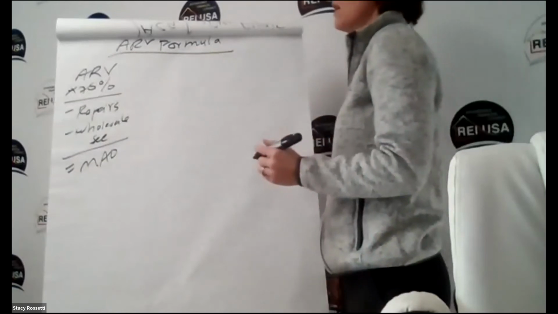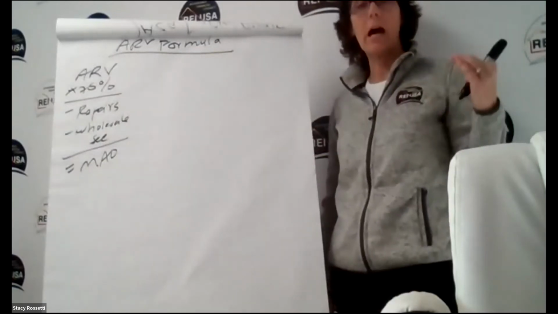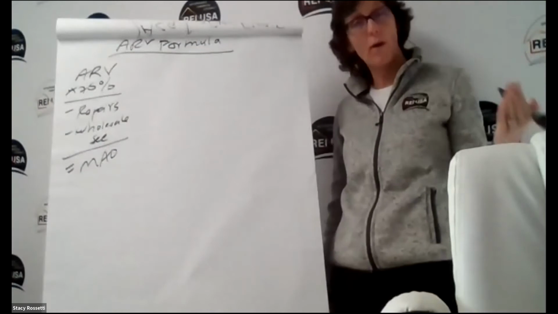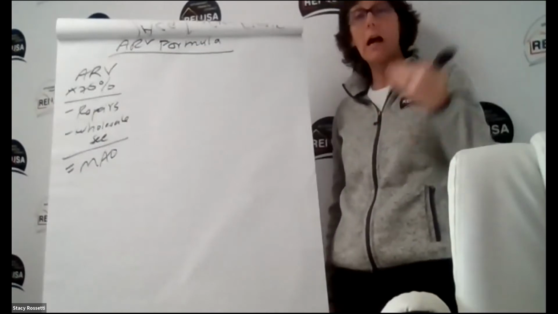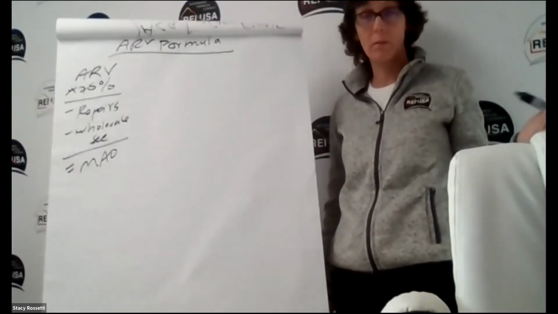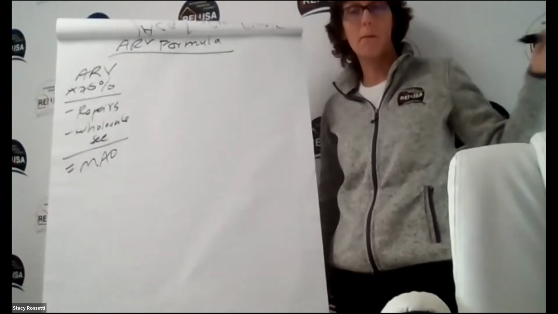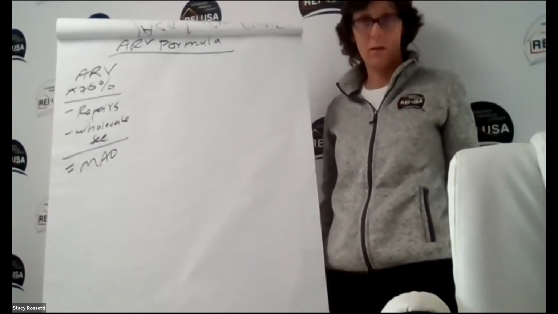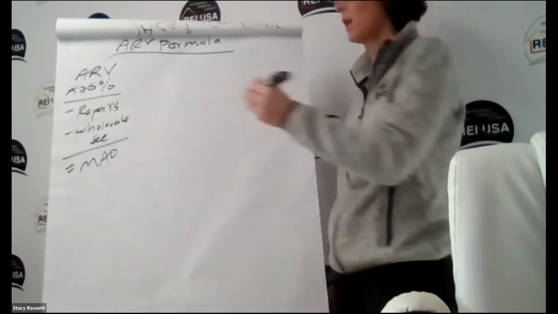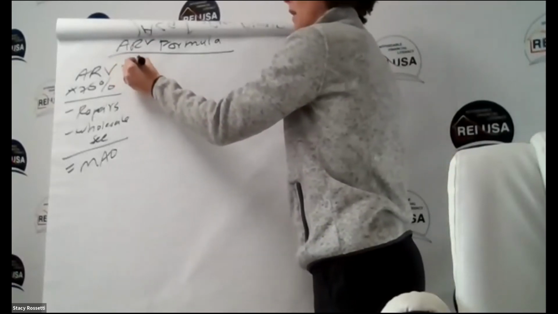So how do you find your ARV? It's the price you're going to sell the property at after you've done everything that you possibly can to make it worth the most amount of money that you possibly can make it. That's the sell price.